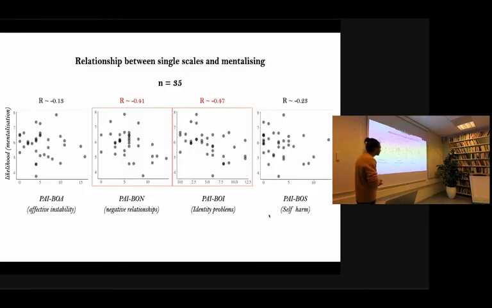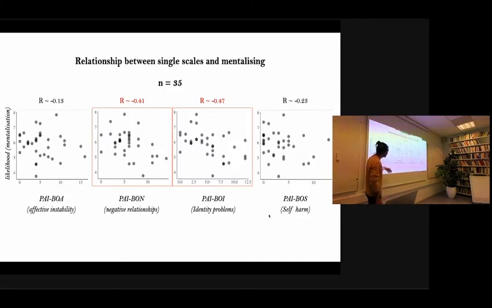And what we see is something that we expected from the literature. These here are 4 subscales for the borderline severity of symptoms, as measured by the Personality Assessment Interview. The first stands for affective instability. This is negative relationships, experience in negative relationships. This is identity problems, and that's self-harm severity.